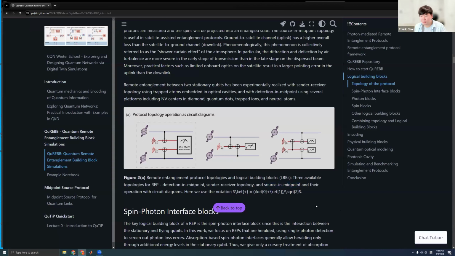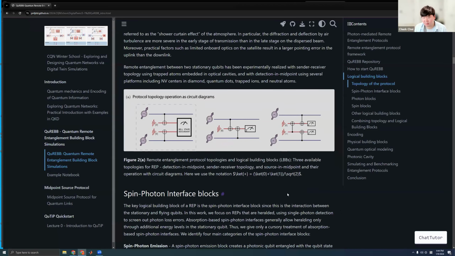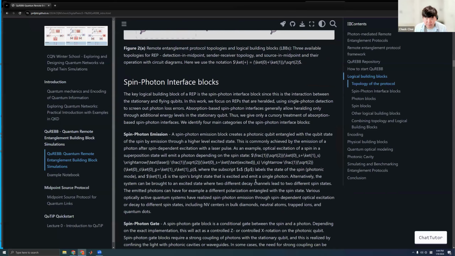And the source in the midpoint protocols are not well, there has been some proposal from the old times, but it has not been thoroughly studied in the community. My colleague Kevin Chen and Prajit here are going to give the third section of this winter school session. We'll talk about this sourcing midpoint entanglement protocol in more detail.